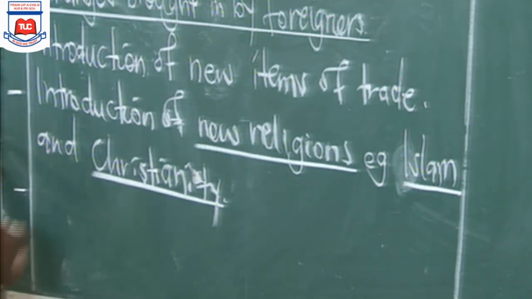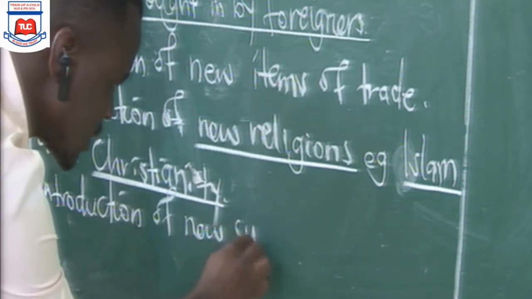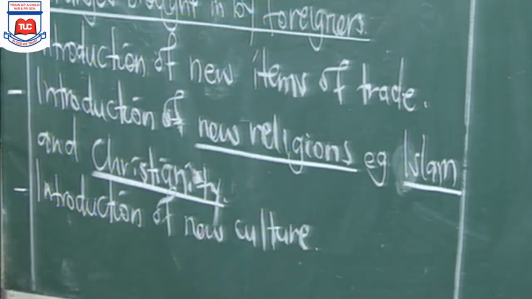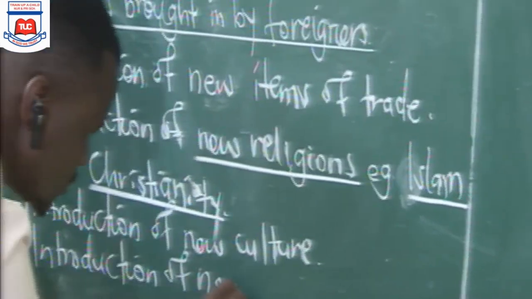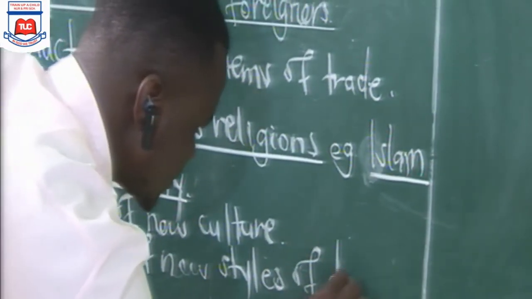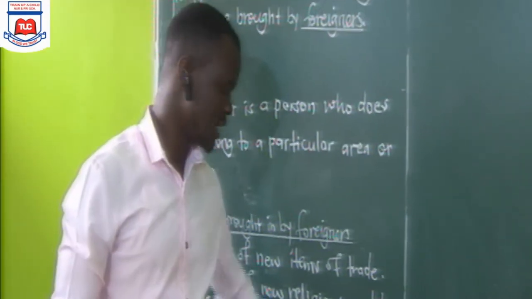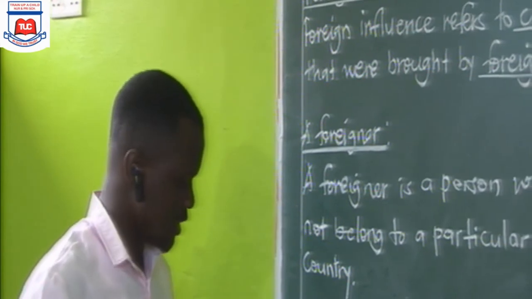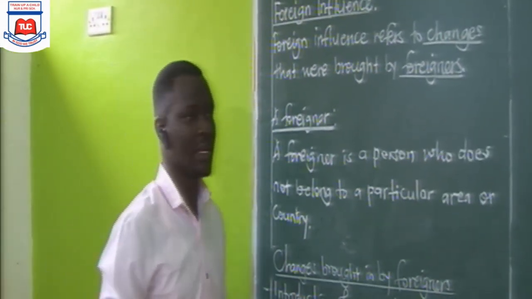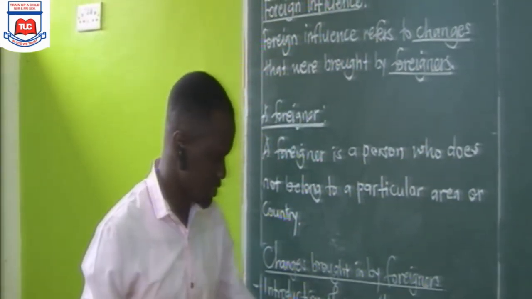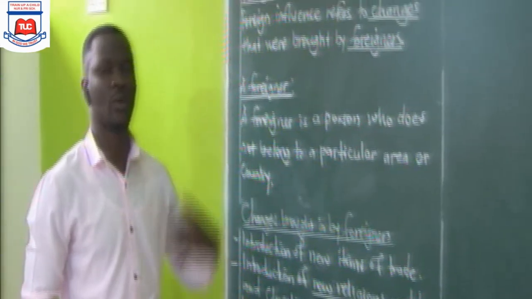Then we also have what we call introduction of new culture. Meaning that these people introduced new culture. Then we have introduction of new styles of dressing. So we shall have that as a result of these people coming to Africa, new cultures were adopted, meaning they were introduced into Africa. Then also new styles of dressing. For example, we have this wearing of kanzus that was introduced by people like the Arabs, and Africans also adopted that dressing code, that dressing style. So you'll find that it also became another change that the foreigners brought, which was not in Africa.